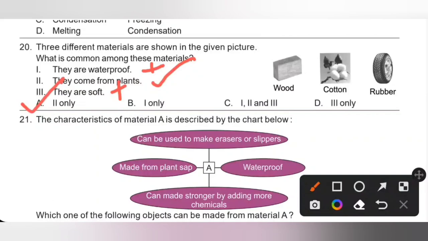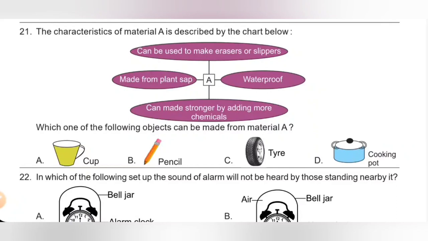21. The characteristic of material A is described by the chart below. So A is a material can be used to make eraser or slippers, made from plant sap, waterproof, and can be made stronger by adding more chemicals. So which one of the following object can be made from material A? So the material A is rubber. It is obtained from a sap that comes from plants. So tires are made from rubber mixed with some more chemicals. So option C is the correct answer. Option C, tire.